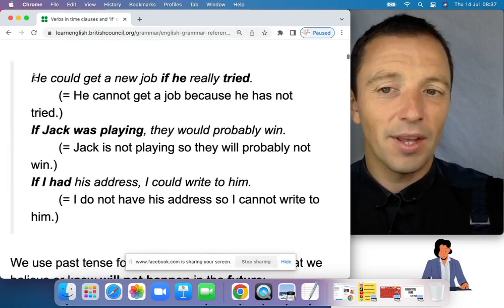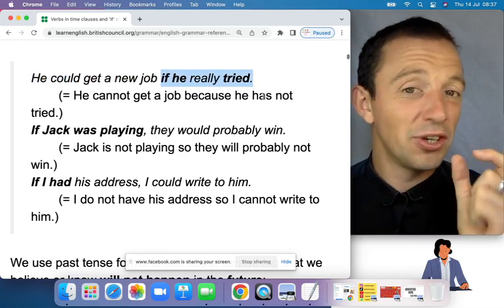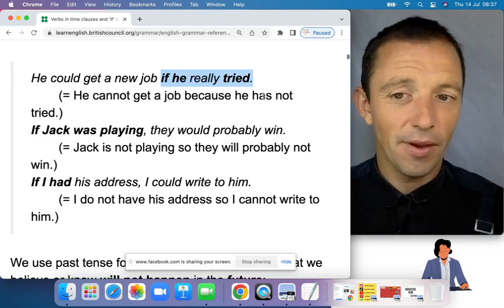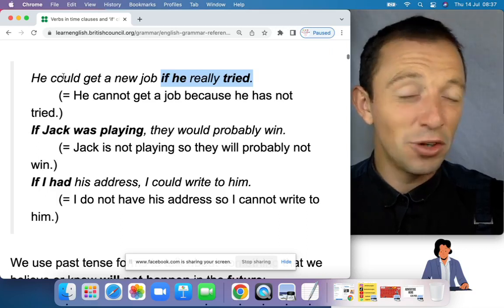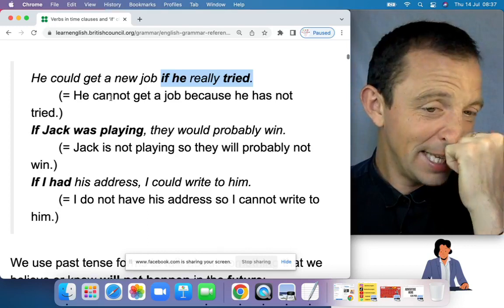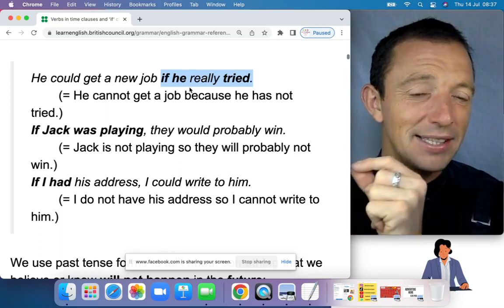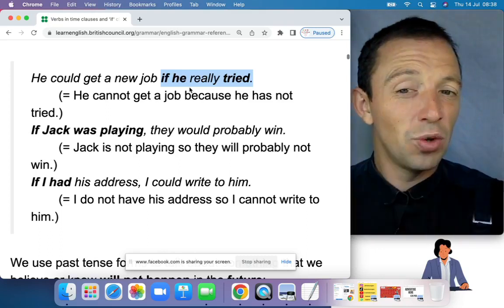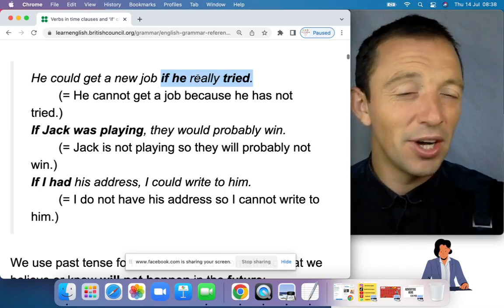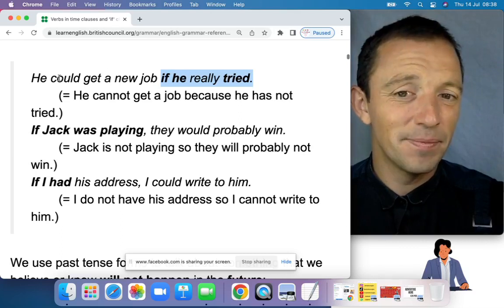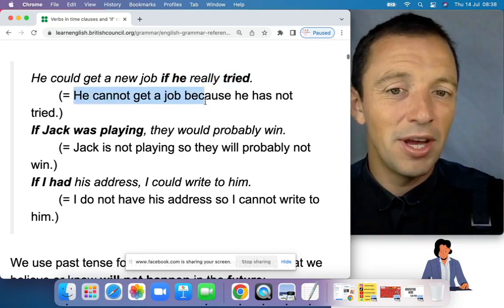For example, he could get a new job is the first clause. If is introducing the conditional clause, and could is for ability, possibility, hypothetically. He could obtain or get a new job, hypothetically, if he tried. So that's the past tense, the past simple. Try, tried. So this is the conditional, but we are using the past tense in the conditional clause because we are expressing a hypothesis. And the explanation is he cannot get a job because he has not tried.